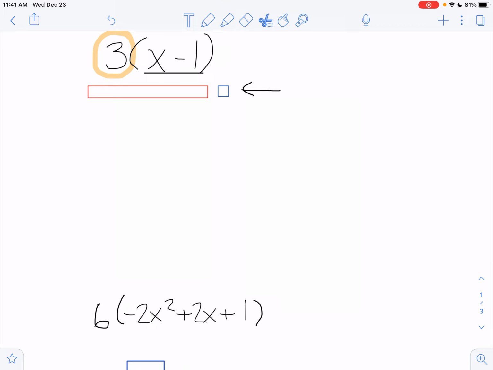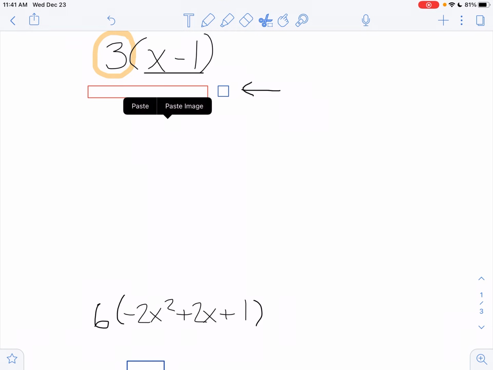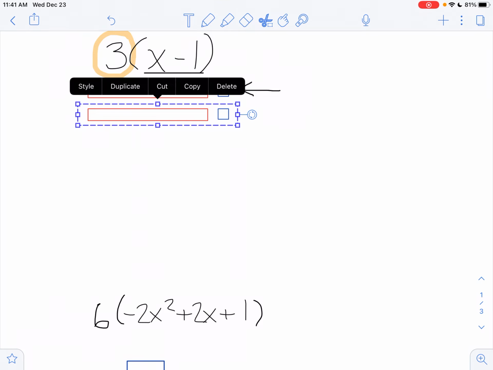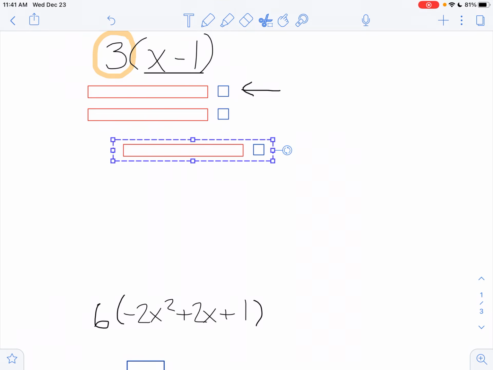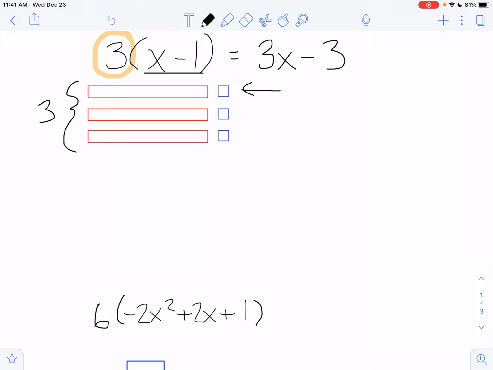So we now have to copy our expression, x minus 1, the picture of x minus 1, and we have to have 3 copies total. So the number that we're multiplying by is how many x minus 1s that we have. And now we can just write out the final answer. So we've got 3x minus 3 in our final picture.